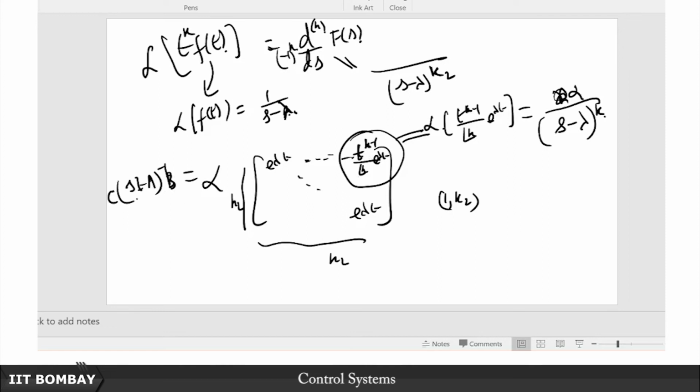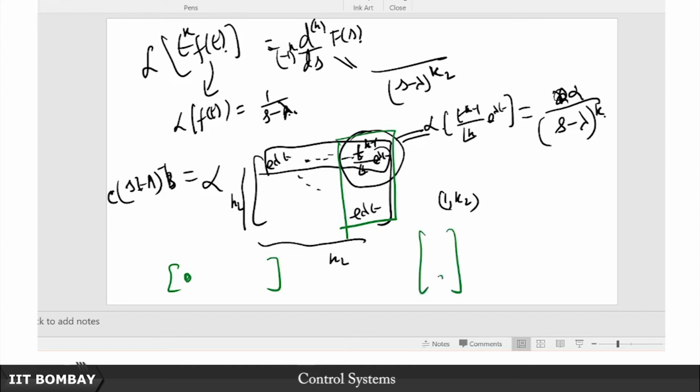So what does C do? C picks up a certain row of the (sI minus A) inverse matrix, B picks up a certain column of it. So C must pick out the first row of the (sI minus A) inverse matrix, and B must pick out the last column. But what does that mean? That C must have a non-zero entry in its first position and B must have a non-zero entry in its last position. What does that remind us of?